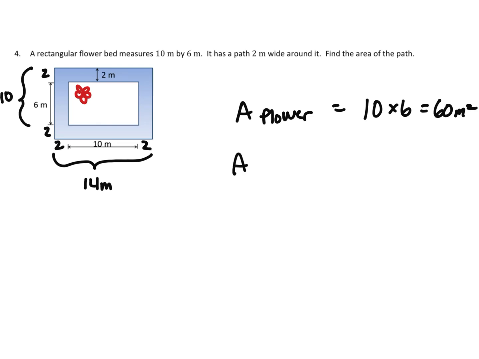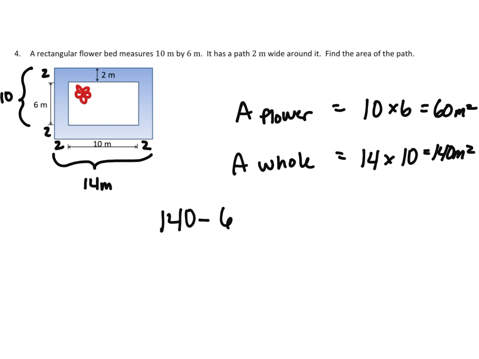So the area of the whole thing is 14, the base, and the height of 10, which is 140 meters squared. But I don't want the whole thing. I just want the blue part. So I'm going to take the whole area and I'm going to remove the flower bed because I don't want that piece. I just want the blue part.